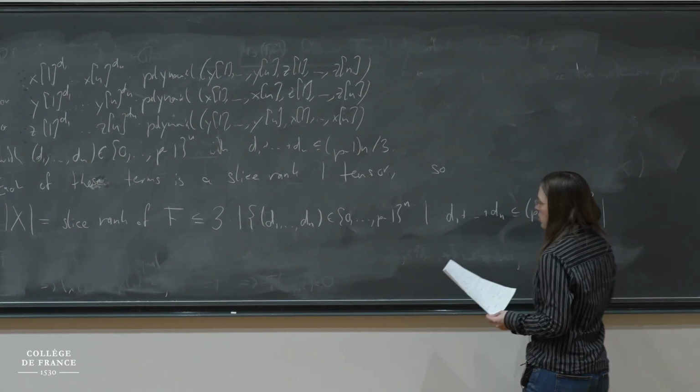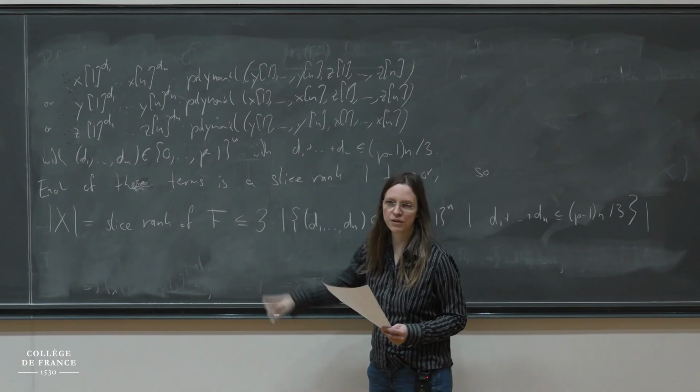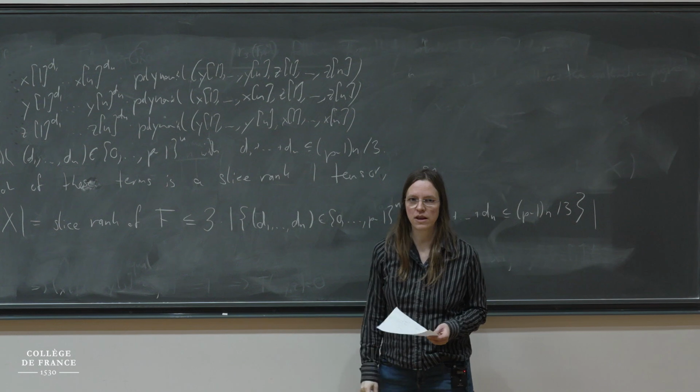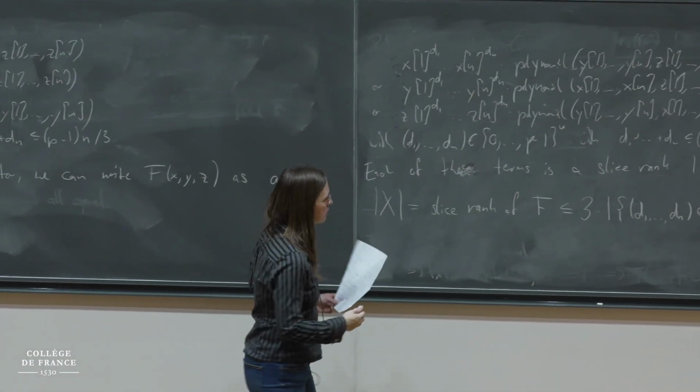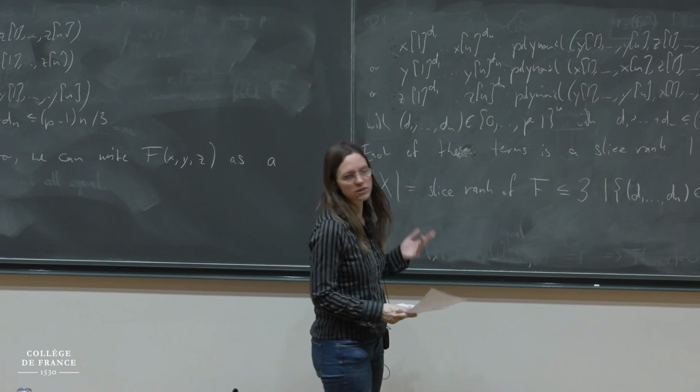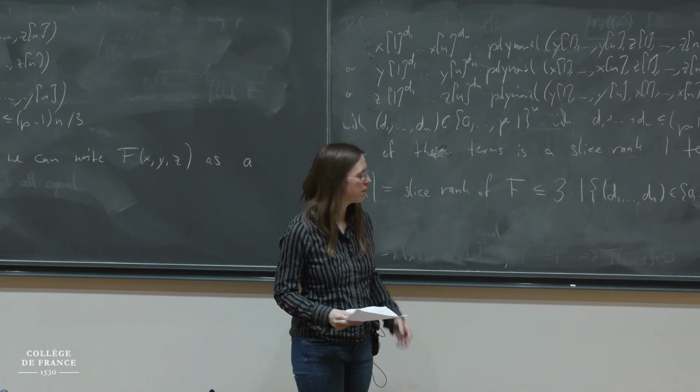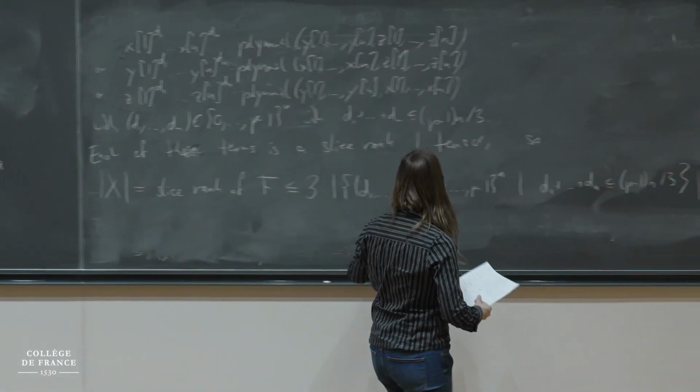The number of such d tuples multiplied by 3 is a number of terms here, and therefore an upper bound for the slice rank of f. So that means we now got an upper bound for the size of X. And that was our goal, right? Remember, our goal was to upper bound the size of X, and we have now found an upper bound.